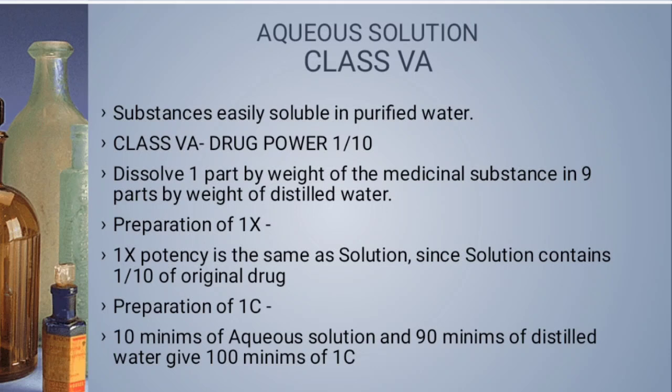Before preparing the mother solution in this class, we need to test the purity of the medicinal substances. Then we will take 1 part by weight of the medicinal substance and 9 parts by weight of purified water. So what will we do? First we will do a purity test of the medicine we have taken, to check whether the medicine is right or whether some adulteration is present in it. Okay, if the medicine is pure, then we will take 1 part drug substance and 9 parts purified water, and we will keep it in a vial.